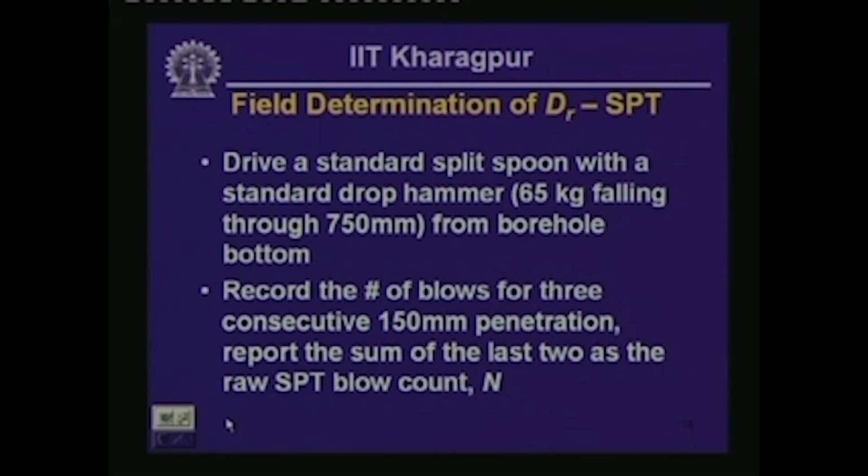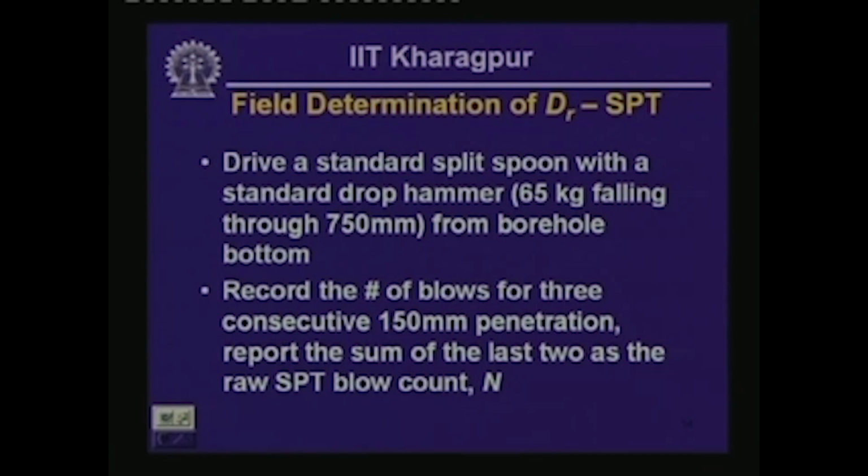Okay. Now, how do you determine the relative density in the field? You conduct a test called the standard penetration test, or SPT. What is involved there? You drive the standard split spoon sampler, which we have already discussed in one of the previous presentations, using a standard drop hammer that has 65 kg of weight and falls through a height of 750 millimeter, and this sampler is first placed near the bottom of a pre-drilled borehole, and driving begins from there.